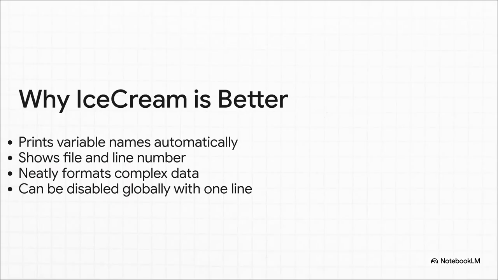The advantages here are just huge. Icecream automatically tells you the variable name, the file, the line number. It even makes complex things like dictionaries look pretty. But here's the best part, my absolute favorite feature. You can turn off every single icecream call in your entire project with just one line of code. No more hunting down and deleting print statements.